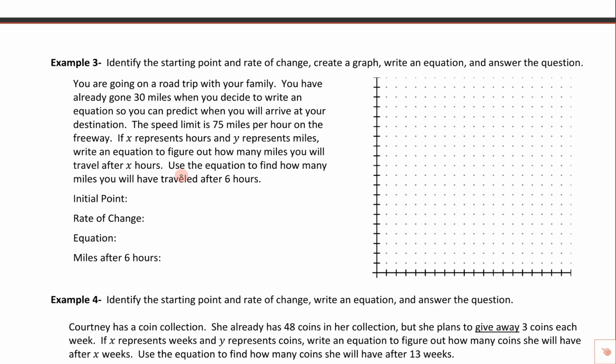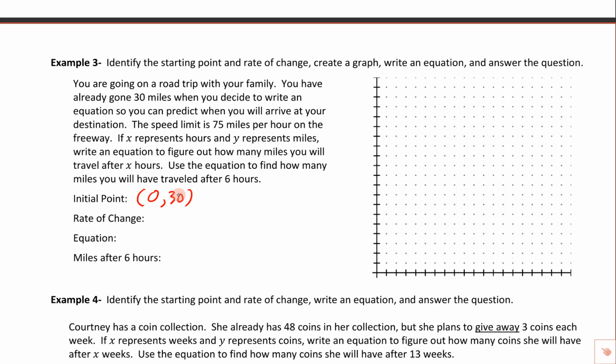Ooh, a bunch of information here. And it does say find the starting point, rate of change, create a graph, write an equation, and answer the question. Okay, initial point. The initial point is going to be when we kind of start our stopwatch here. How many miles will we have gone already? So you've already gone 30 miles when you decide to start predicting how far you're going to drive and stuff like that. So our starting point is 30 miles.